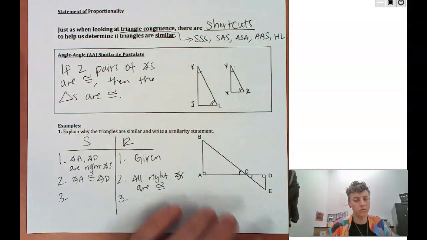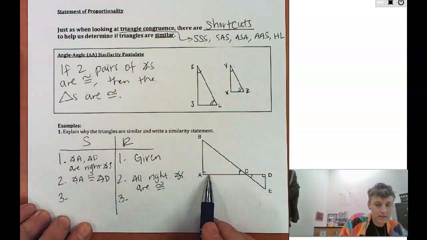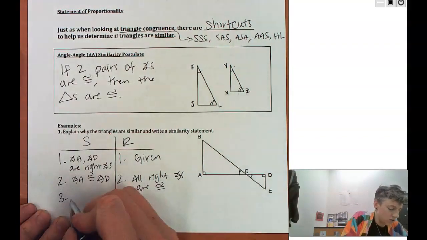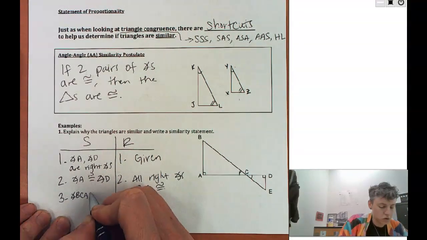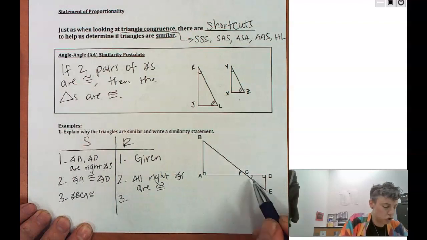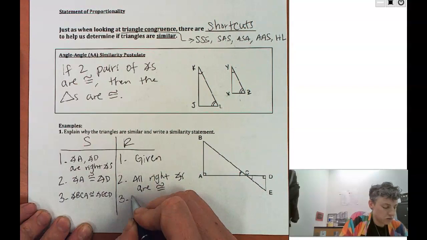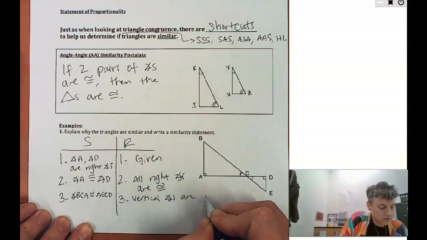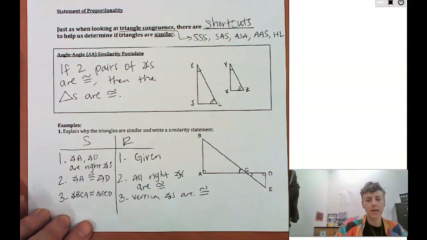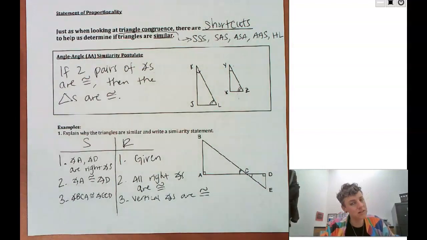Those are congruent. Angle BCA is congruent to its vertical angle ECD. The vertical angles are congruent. Now we've got two pairs of angles that are congruent, so we can say these triangles are similar by the angle similarity postulate.